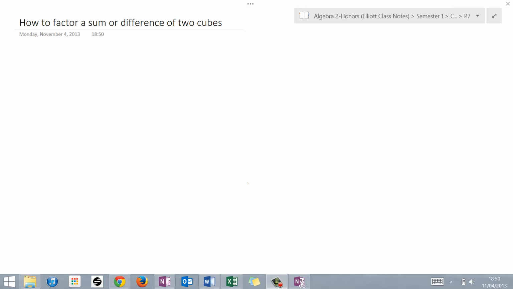This is on how to factor a sum or difference of two cubes. If I have something of the form a cubed plus b cubed, I can factor that into a plus b times a squared minus ab plus b squared.